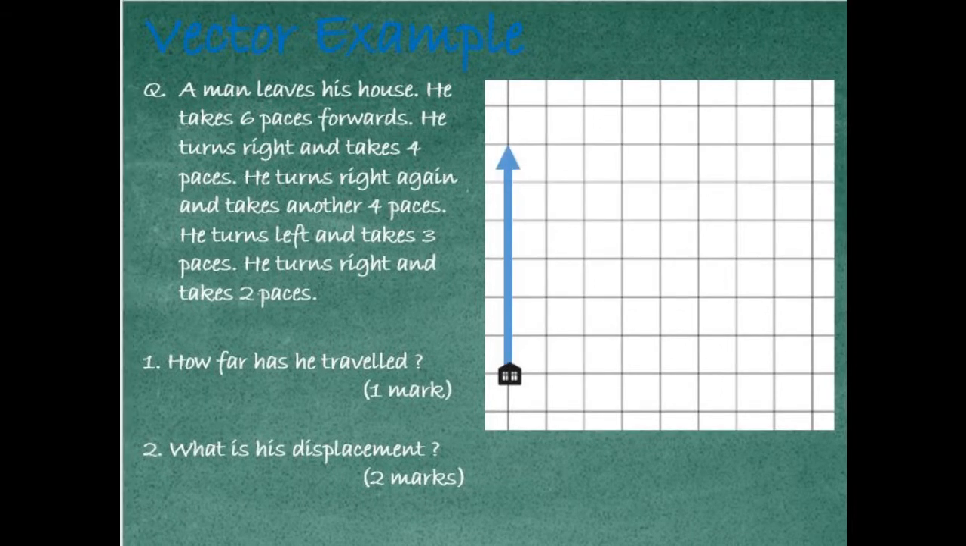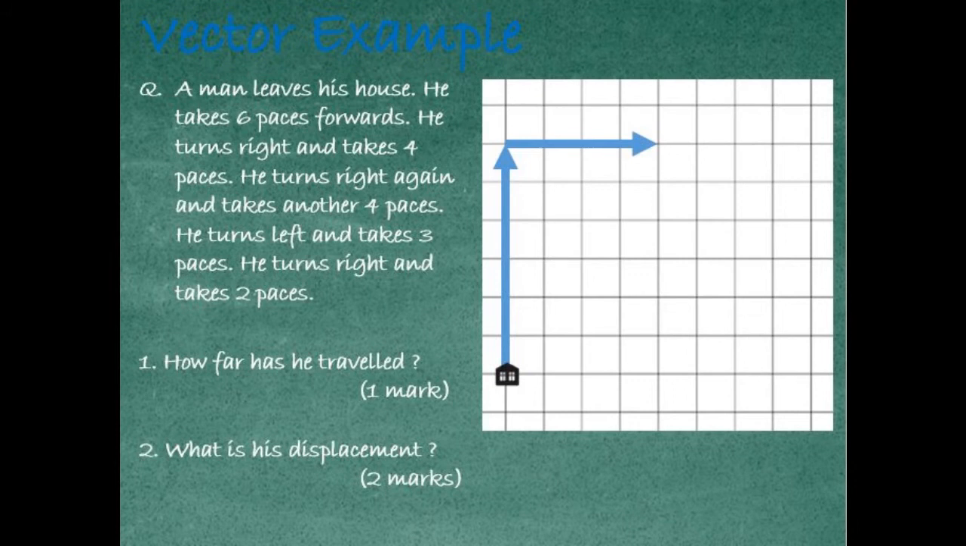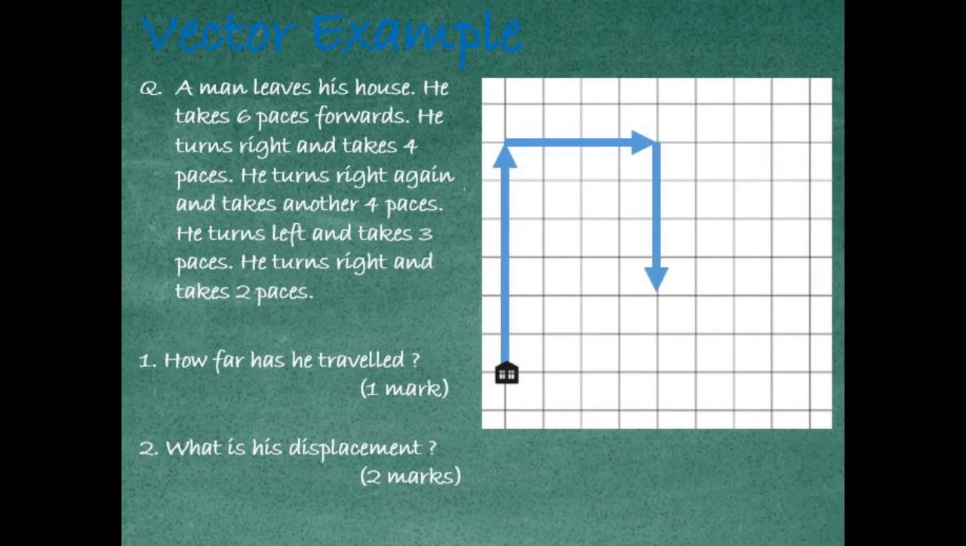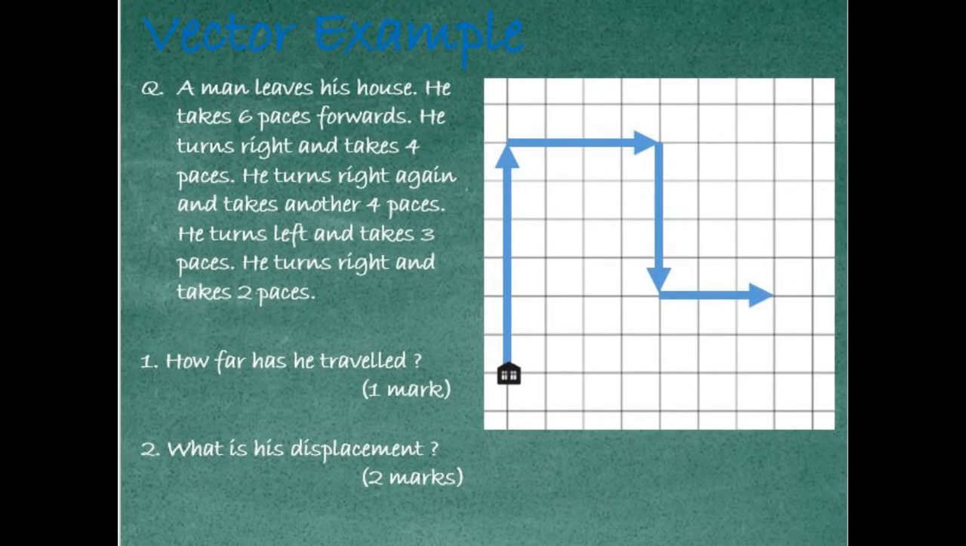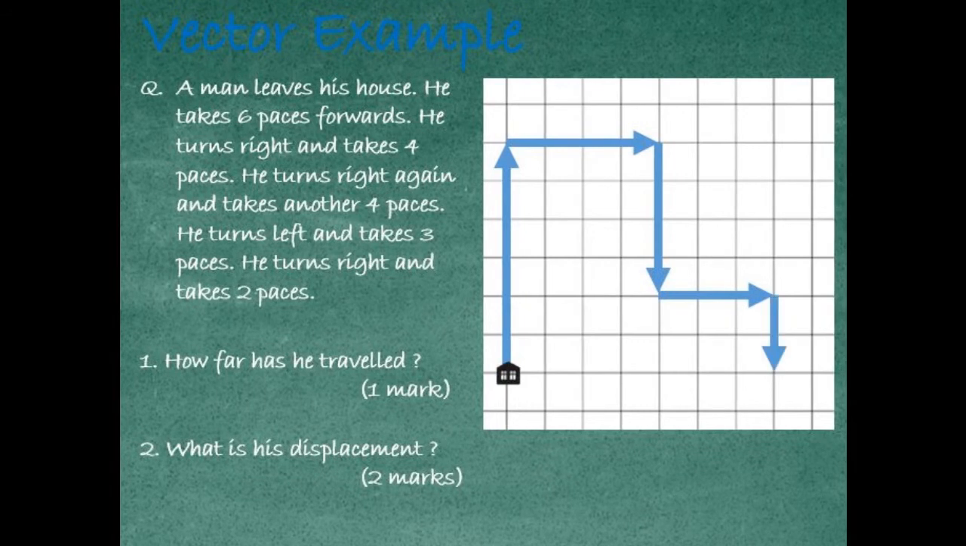Looking at each step individually, he starts by taking 6 paces forward. He turns right and takes 4 paces. He turns right again and takes another 4 paces. He turns left and takes 3 paces. He turns right and takes 2 paces.